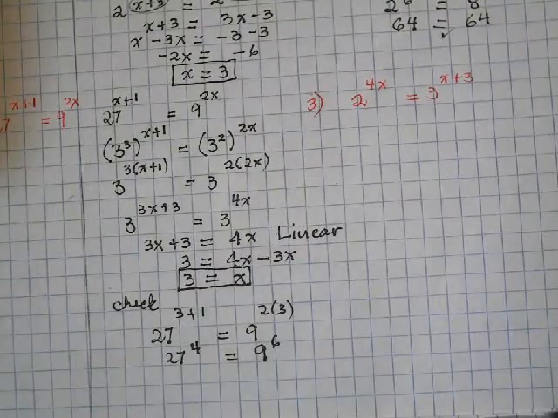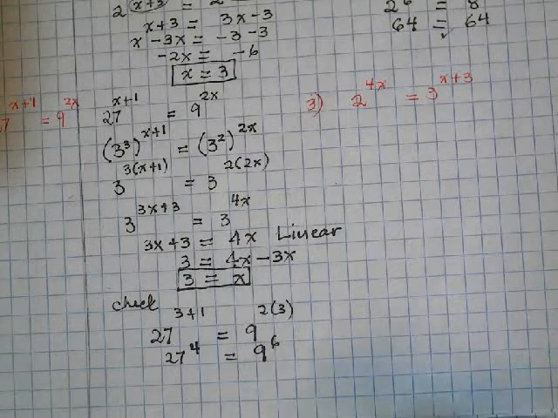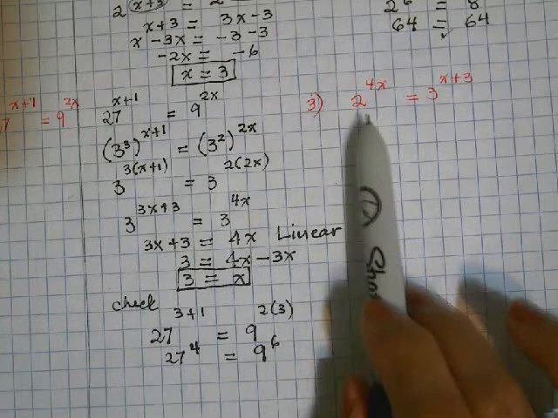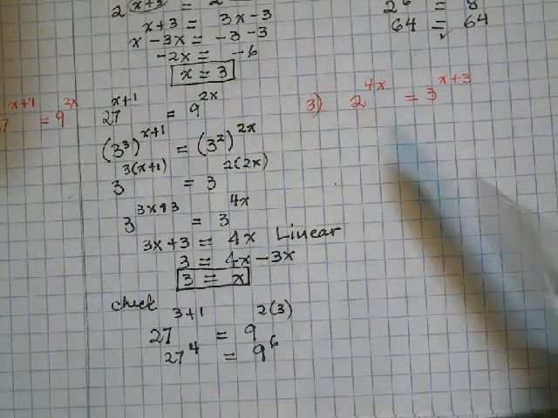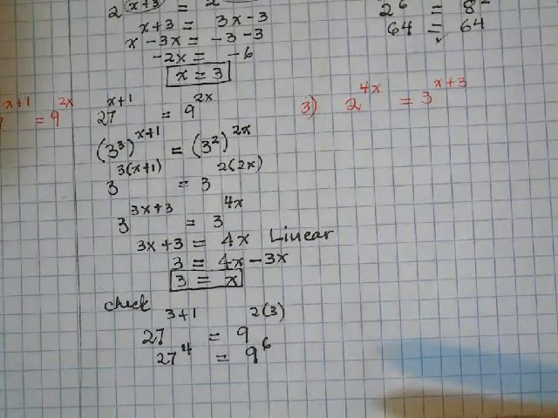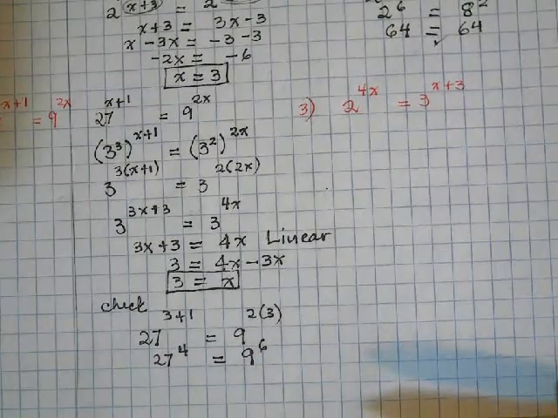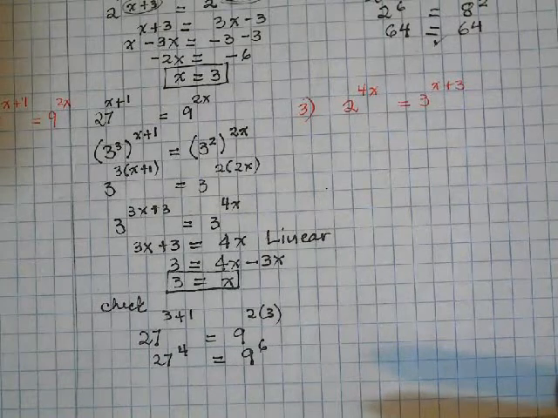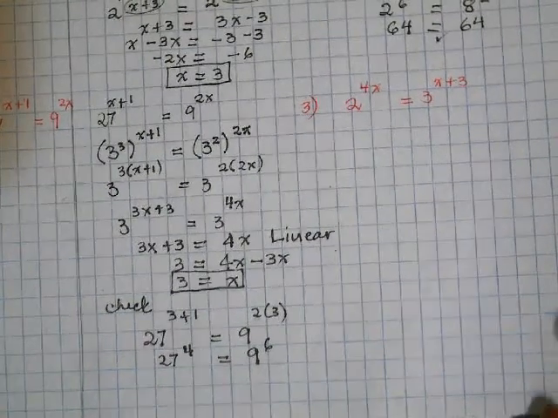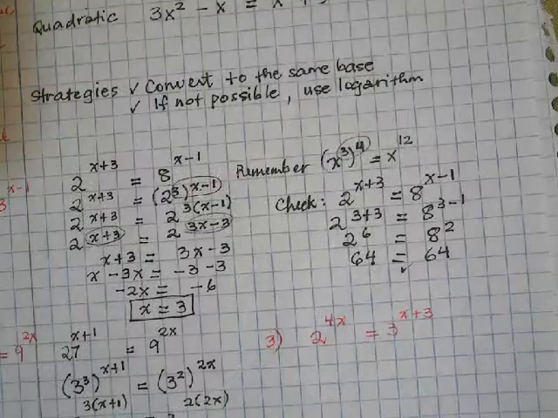Okay, next, let's go to the next one here. So let's solve this one. 2 to the 4x and 3 raised to x plus 3. So here, we're going to convert to the same base. Okay, but 2 and 3 cannot be the same base, right? Because they are not powers of each other. So we cannot make 2 into base 3 or 3 into base 2.